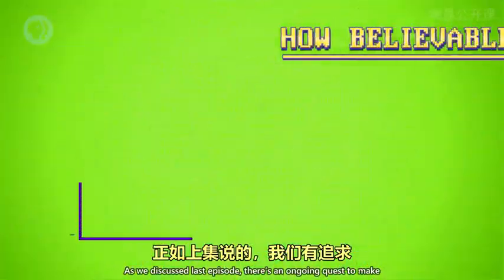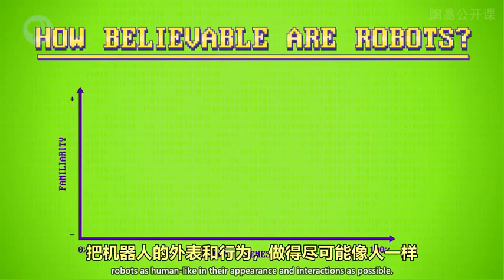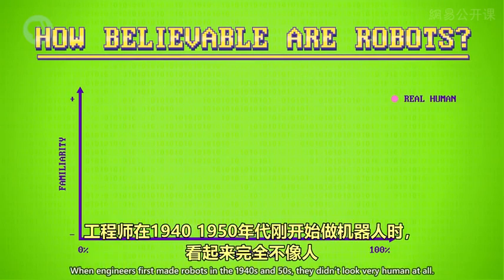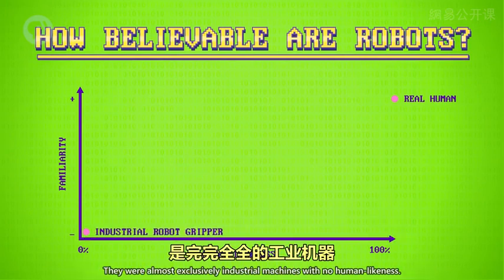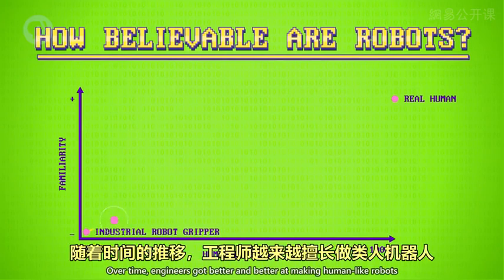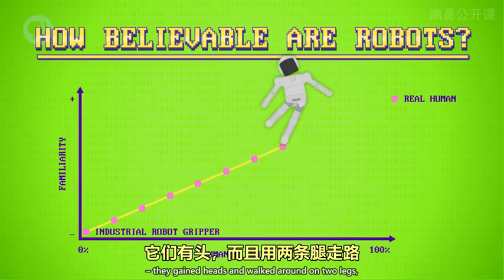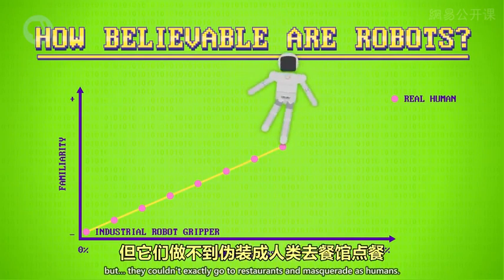As we discussed last episode, there's an ongoing quest to make robots as human-like in their appearance and interactions as possible. When engineers first made robots in the 1940s and 50s, they didn't look very human at all. They were almost exclusively industrial machines with no human likeness. Over time, engineers got better and better at making human-like robots. They gained heads and walked around on two legs, but they couldn't exactly go to restaurants and masquerade as humans.